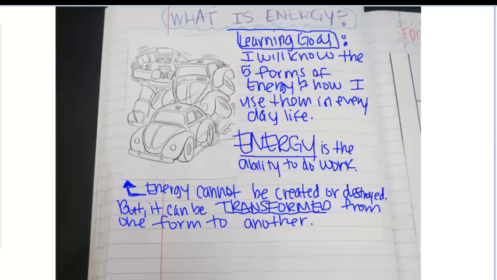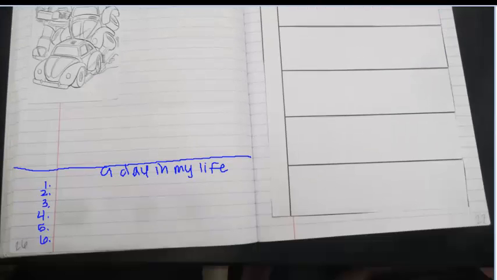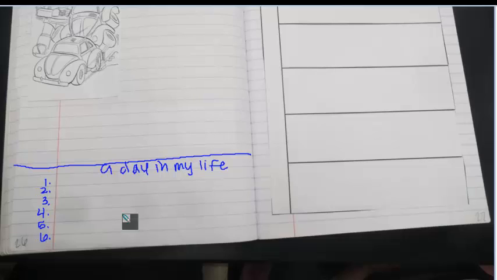All right, now what I want you guys to do is a quick little brainstorm activity about your life and energy. I had you at the bottom of this page write a day in my life and number it 1, 2, 3, 4, 5, 6. What I want you to do is give me 6 activities that you do every day, just normal daily activities. Because we're going to come back to this activity after we learn about our 5 forms, don't fill up each line. Leave a little bit of space. We're going to write in some stuff on the right side after we learn a little bit more.